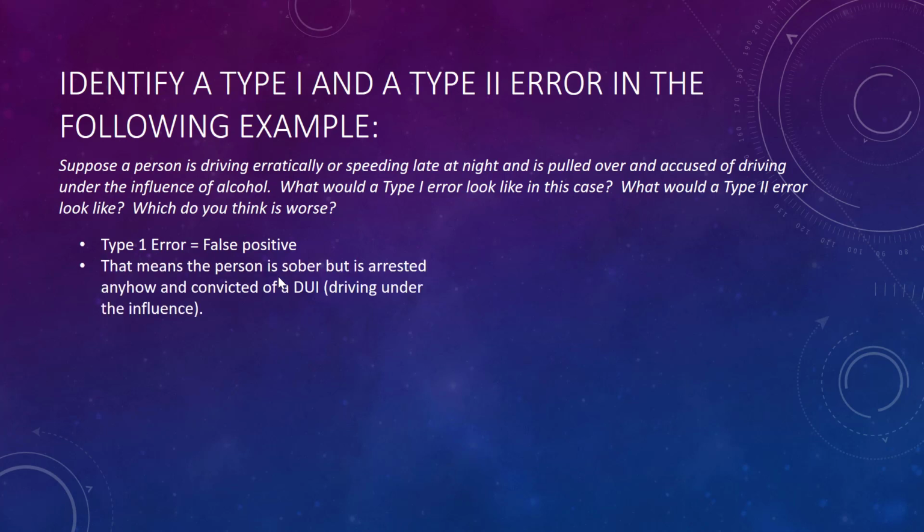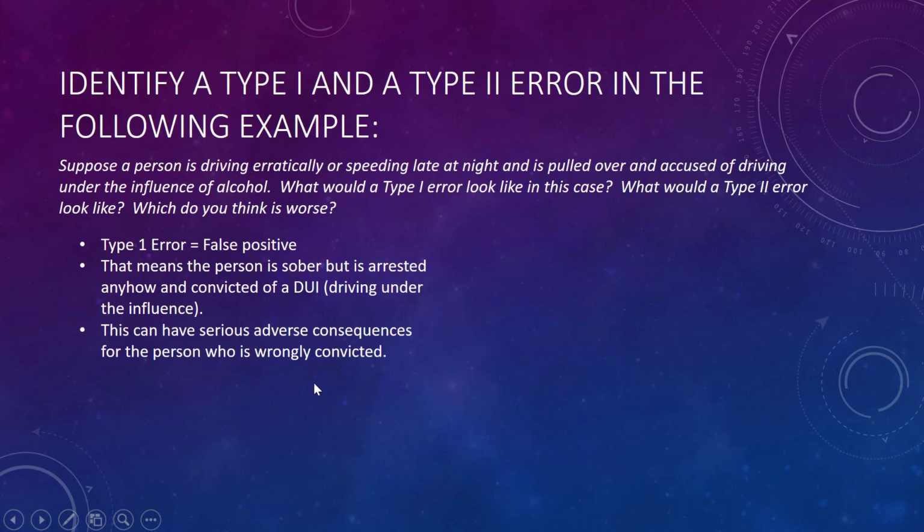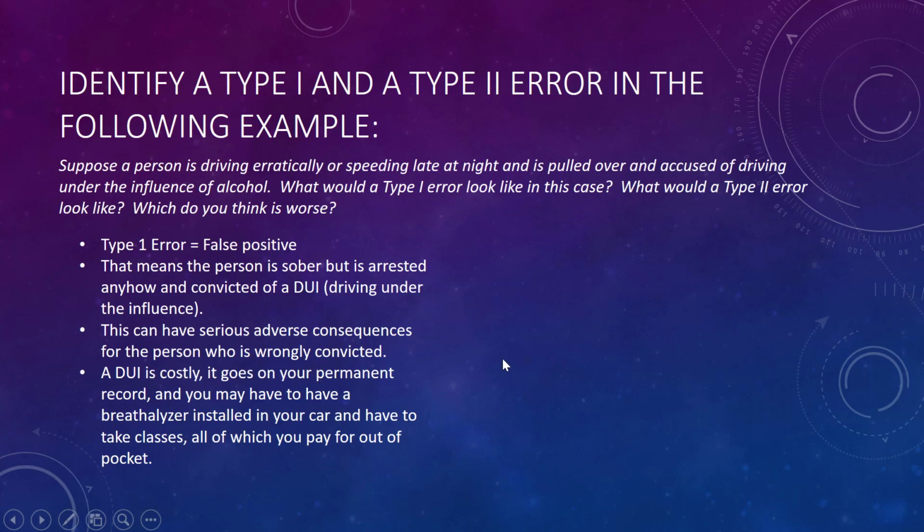That means that the person is sober, but is thought to be under the influence of alcohol and therefore is convicted of a DUI, driving under the influence. Well, what are the outcomes of a false positive in this example? It can have serious adverse consequences for the person who is wrongly convicted. A DUI is very costly and it goes on your permanent record. You might have to have a breathalyzer installed in your car, and you might have to take some classes. And again, all of those you'd have to pay for out of pocket. So clearly, this is not a desirable outcome for the person who is being wrongly convicted.